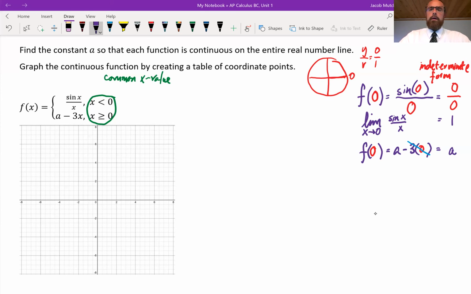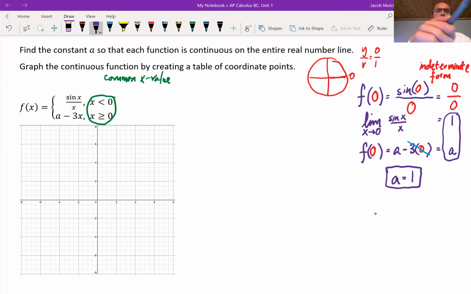Well, I found the x values that were common. Remember, at this point, what we're saying is, okay, now I want to set the two y values equal to one another. And that is immediate. A equals 1. And without much further fuss or much further ado, we've completed that first task. A is 1.